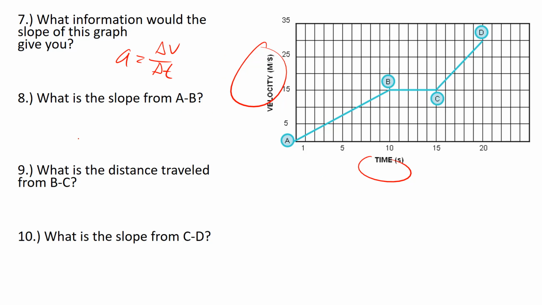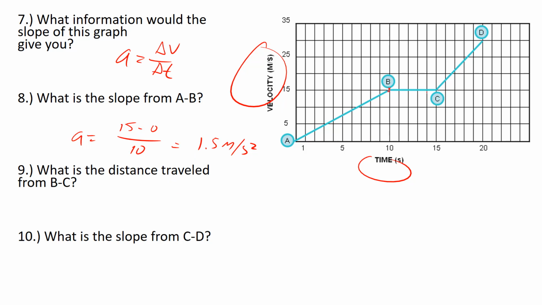Okay, more of the same. A equals change in V. Here we get to 15 from 0, and the time it takes is 10 seconds. So it's going to be 1.5 meters per second squared. Don't forget the acceleration unit. Okay, what's the distance traveled from B to C?